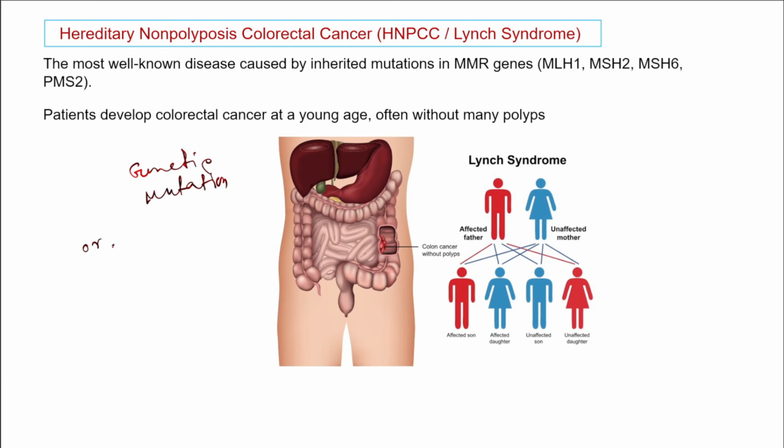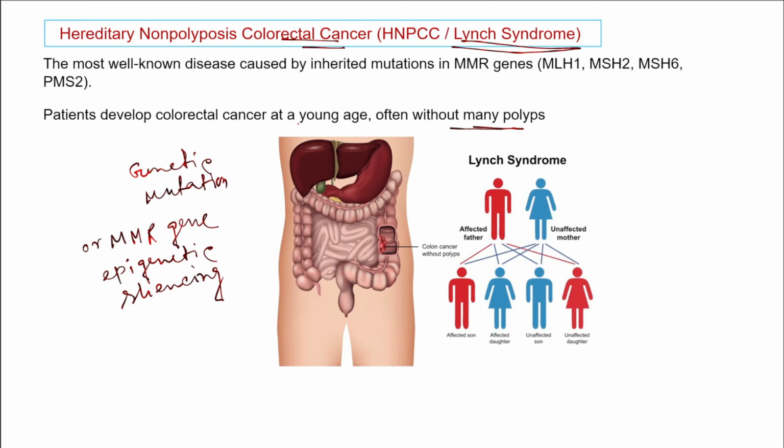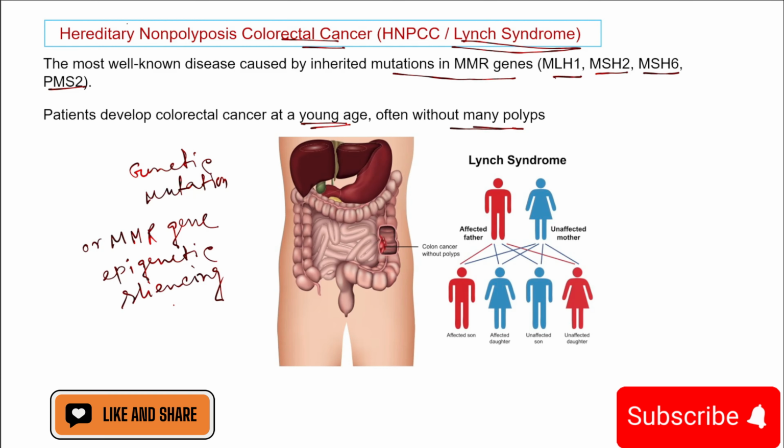A defect in mismatch repair, like a genetic mutation or epigenetic silencing of a mismatch repair gene, causes Lynch syndrome. This is a colorectal cancer, often without many polyps, developing at young ages, and it is caused by inherited mutations in MMR genes like MLH1, MSH2, MSH6, and PMS2. So the mismatch repair system is a fundamental DNA repair pathway that safeguards genome stability by correcting replication errors. Its proper functioning prevents mutation.